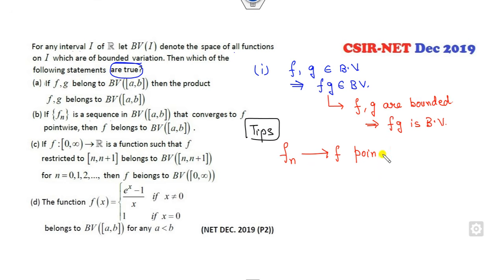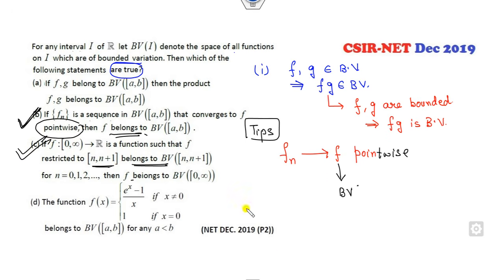If Fn converges to f pointwise, then this f will definitely belong to the bounded variation. Remember, if a sequence converges pointwise, then f belongs to the bounded variation. That's a simple result. If f is a function such that its restriction to the closed interval belongs to this, then f is again the same. It's just a restriction of this, so there is nothing more to it.